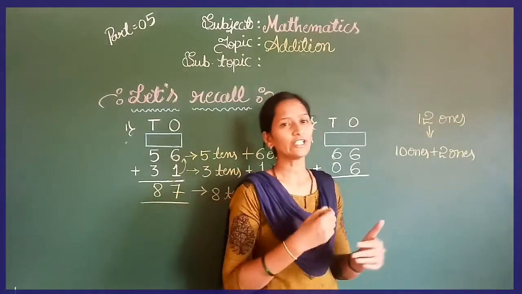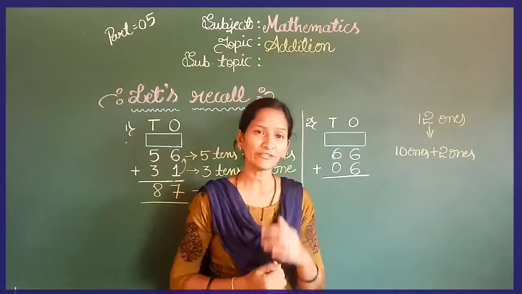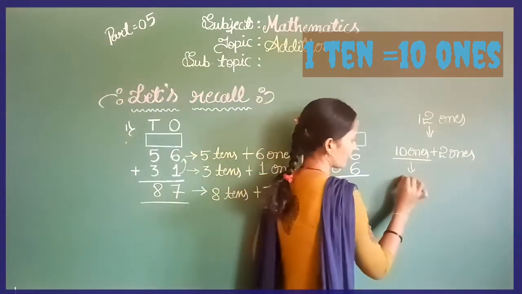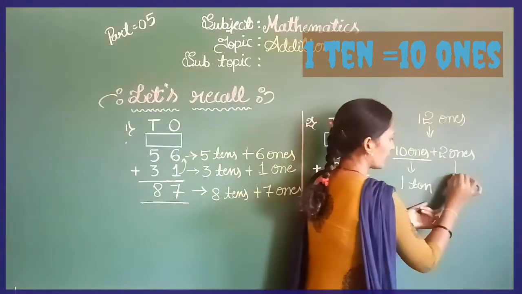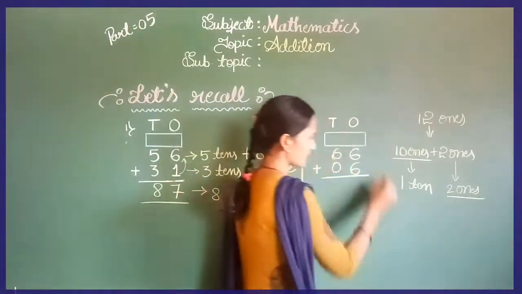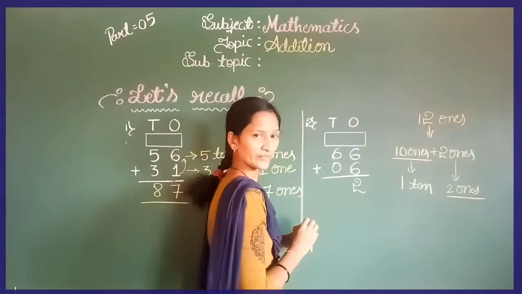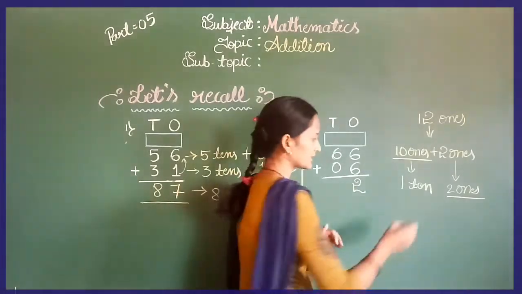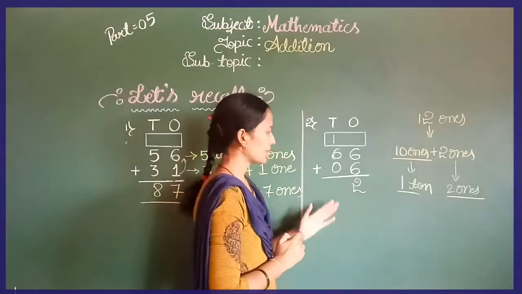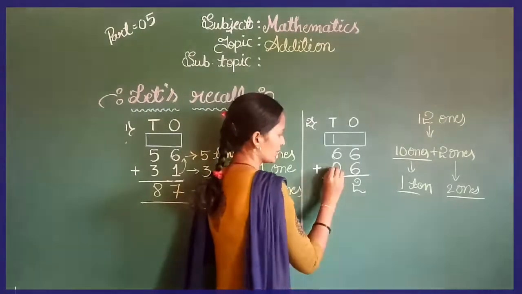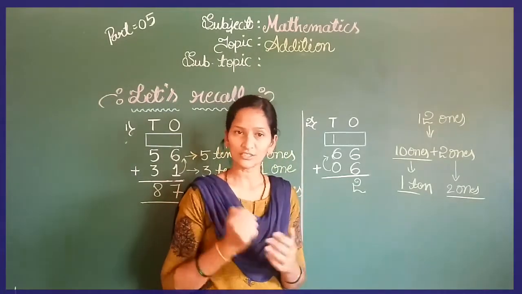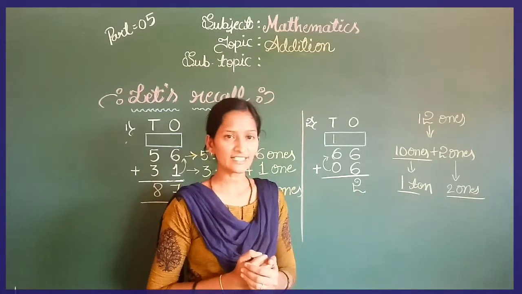Yes, in the first topic you already learned, 1 ten is equal to how many ones? 10 ones, right? So instead of these 10 ones, I am writing 1 ten. Next, these two ones I am writing as it is. Okay? Now these two ones I am writing under the ones column. Next, this one ten I carry to the tens column. Now you have to add the digits in the tens column. 0 plus 6. What is 0 plus 6 or 6 plus 0? Both are right. So 6 plus 0 or 0 plus 6, it is 6 itself.